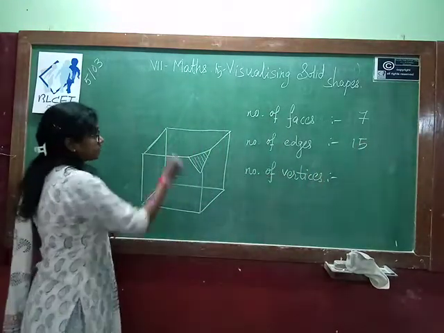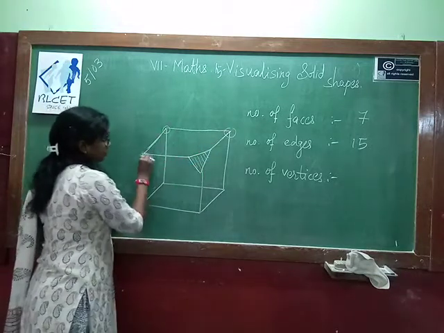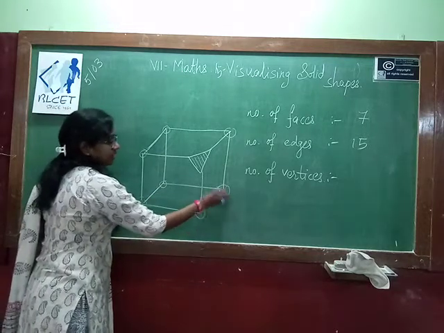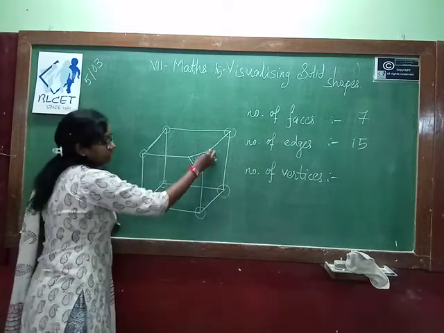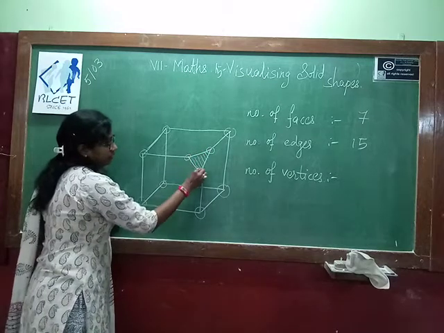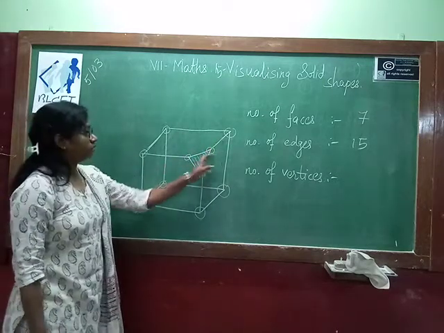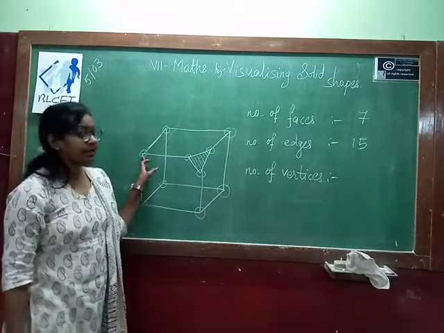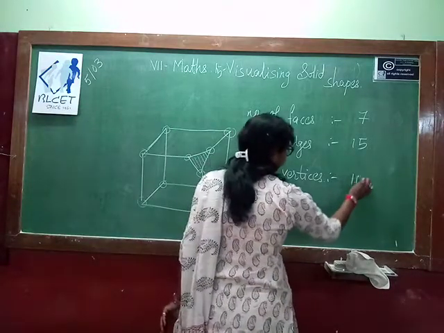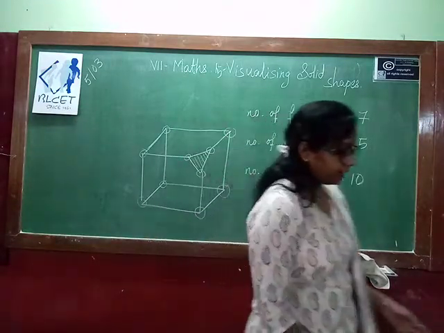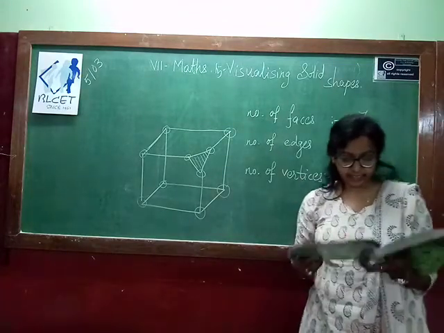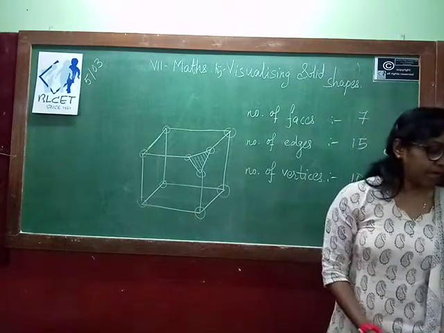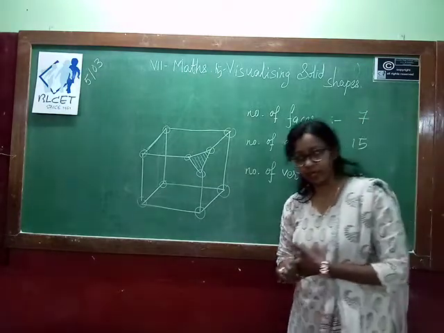Now the number of vertices 1, 2, 3, 4, 5, 6, 7. Here in place of 1 we now have 3 vertices. 1, 2, 3. So now count 1, 2, 3, 4, 5, 6, 7, 8, 9, 10. So total 10 vertices are there. So this way we can find the faces, edges and vertices of the given particular solid shape. So this is all about your 2-dimensional and 3-dimensional solid shapes.